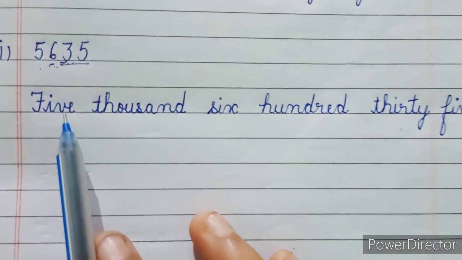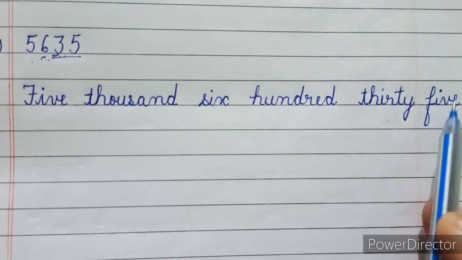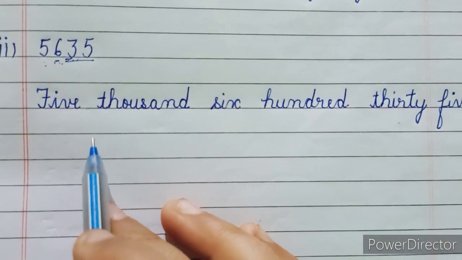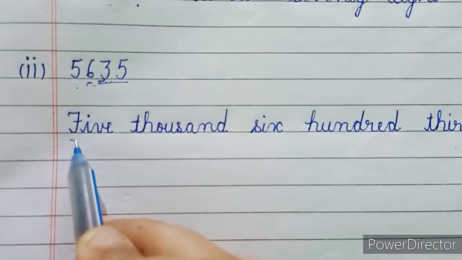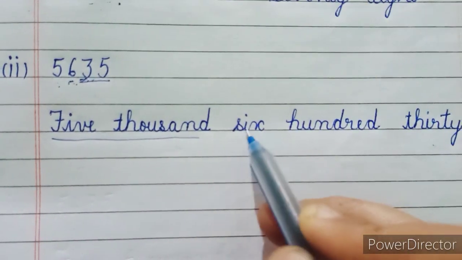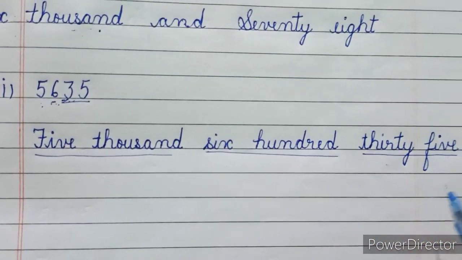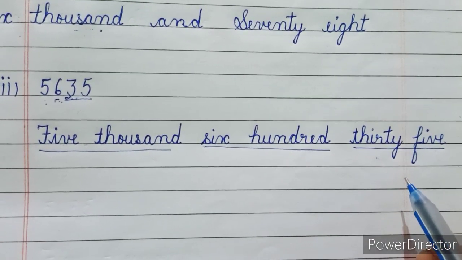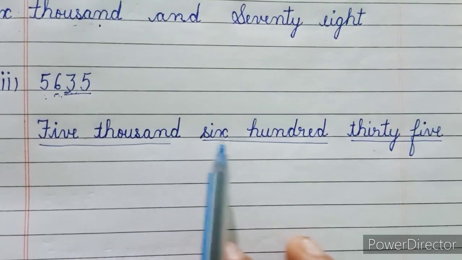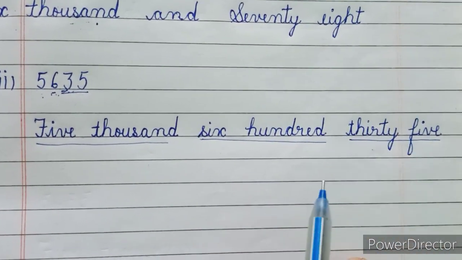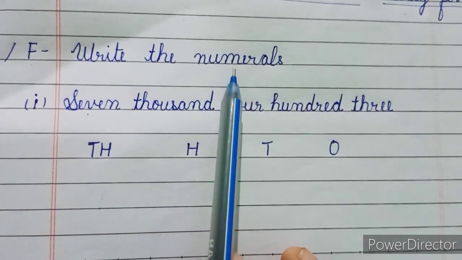Read it. 5,635. Okay? Now see, there are 3 parts here. The first part is 5,000, the second part is 600, and 35 is our third part. Clear, students? We have written here 5,635. Now look, question F, write the numerals.